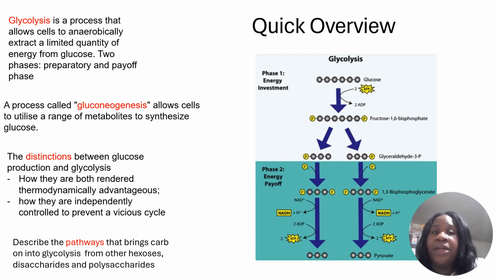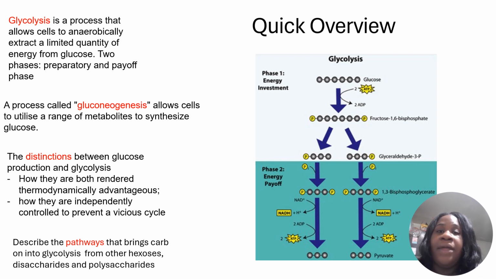The first step of the payoff phase is glyceraldehyde 3 phosphate, which is oxidized and phosphorylated to 1,3 bisphosphoglycerate by glyceraldehyde 3 phosphate dehydrogenase. Then you have the second step of the payoff phase, which is when 1,3 bisphosphoglycerate donates a high energy phosphate to ADP, which forms ATP.